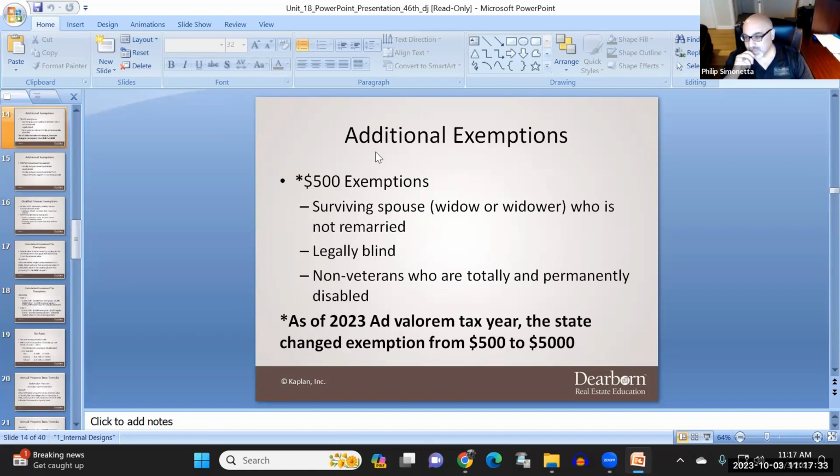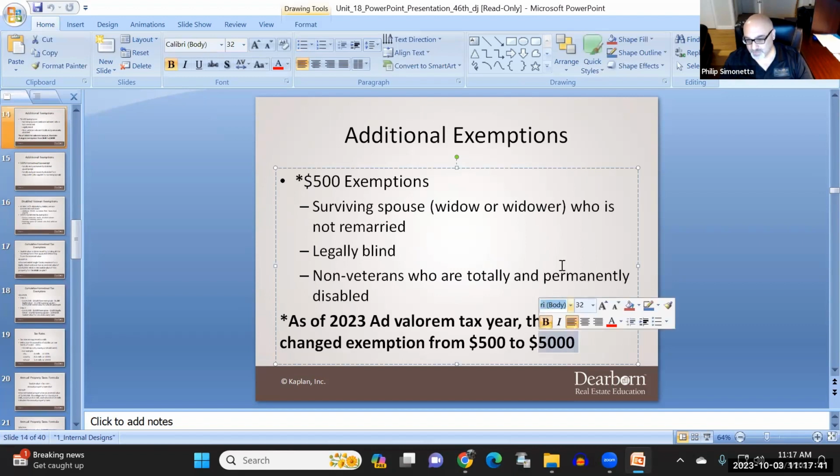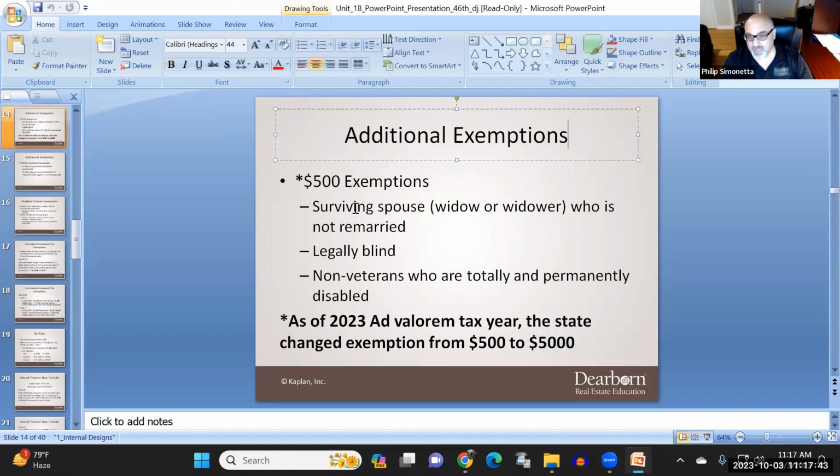Okay. Now, there are additional exemptions. As of January 2023, the exemptions are 5,000, not 500. Before this year, it was 500 extra. So don't worry about 500 extra. If you see any of these exemptions, they're $5,000 each.